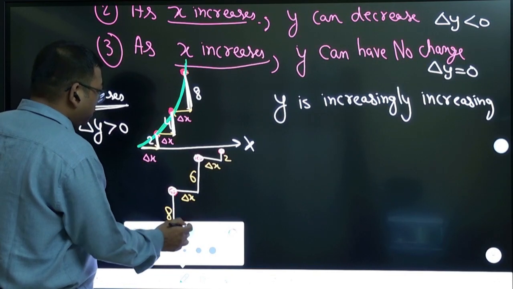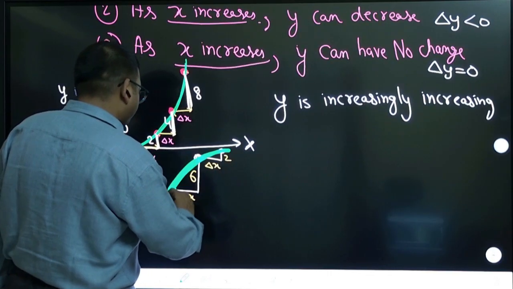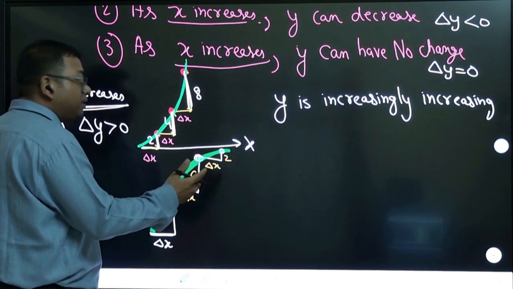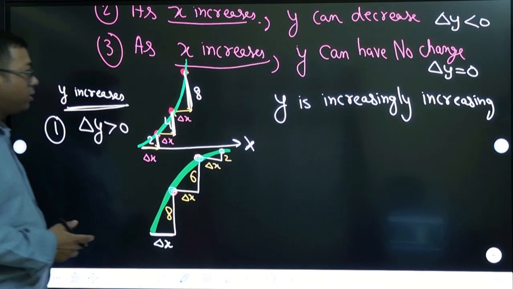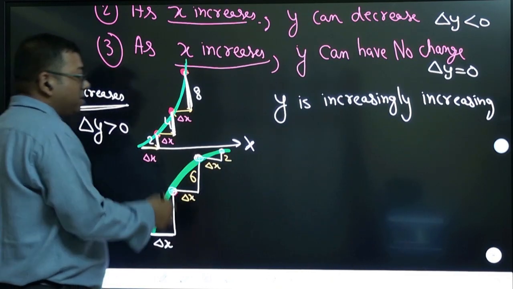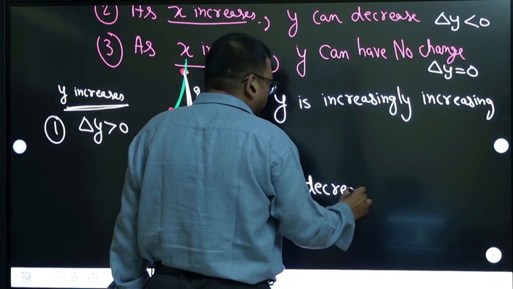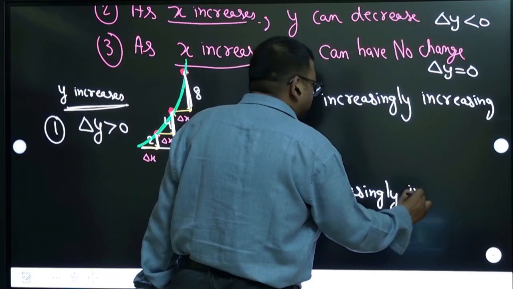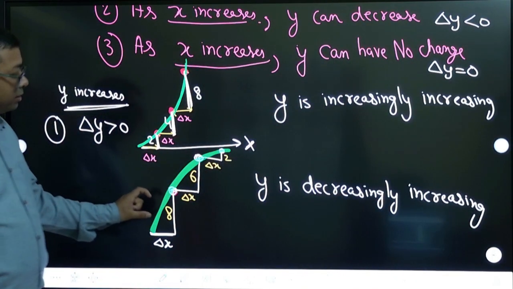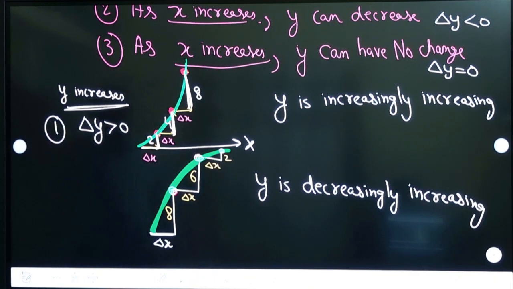So if you try to draw the graph, you try to join these points, this type of graph will come. This type of graph means it is definitely increasing. So delta y is positive here also, but the change that is happening is decreasing. So what we can say here is that y is decreasingly increasing. Y is also increasing, but that increase is becoming smaller. So these two things happen, right?